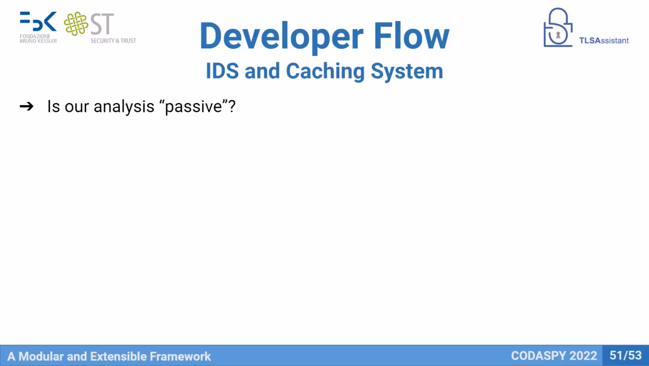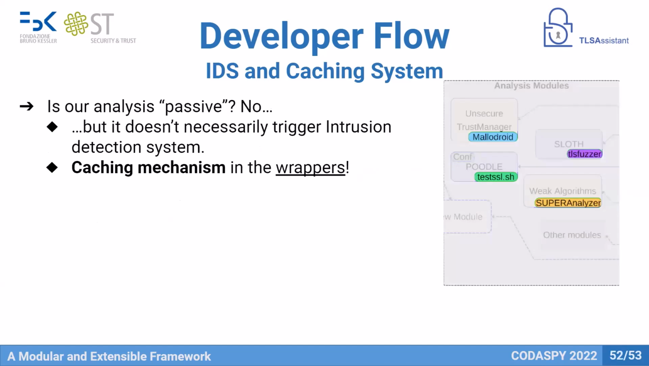Another point that emerged is: is our analysis passive? Well, it's not, but even if it's not, we know there is no risk of triggering intrusion detection systems, since generally it's just a modified TLS handshake, so there are no issues with that. But we use a caching mechanism to avoid performing the same analysis again and again with the same results, unless the user wants to force the flush of the cache.